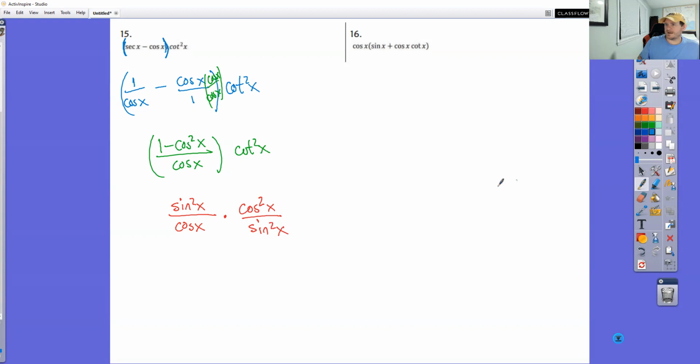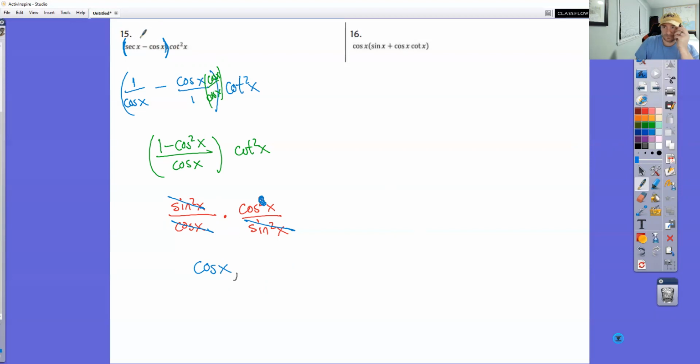All right, and now we can see things cancel nicely. The sine squareds cancel. This cosine cancels one of the cosines. We're left with a cosine in the numerator. So cosine is our final and simplest form. And again, that's good because this function has no restrictions, which means any restriction from up here needs to be inherited and listed down here.